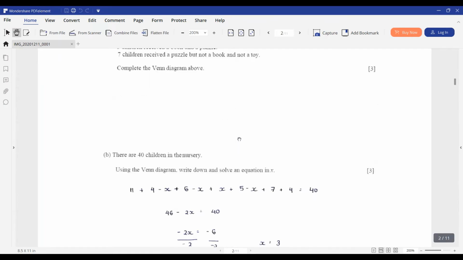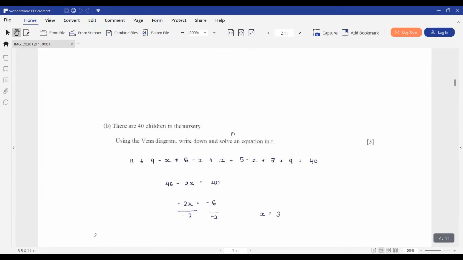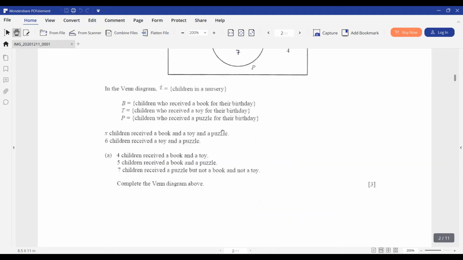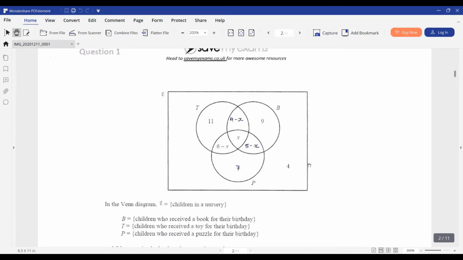Now, part B. There are 40 children in the nursery. Using the Venn diagram, write down and solve an equation in x. When they say there are 40 children in the nursery, that means that adding all of this together should give us 40. So 11 plus 4 minus x plus 9 plus 6 minus x plus 5 minus x plus 7 plus 4 should give us 40.